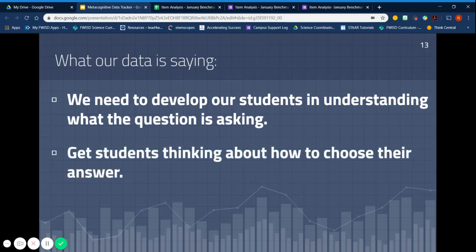Next, we need to get the students thinking about how to choose their answer more carefully. The second most commonly picked reason for missing a question was that the answer choices were confusing. So are we teaching our students how to think through those multiple choices and pick really the best answer?